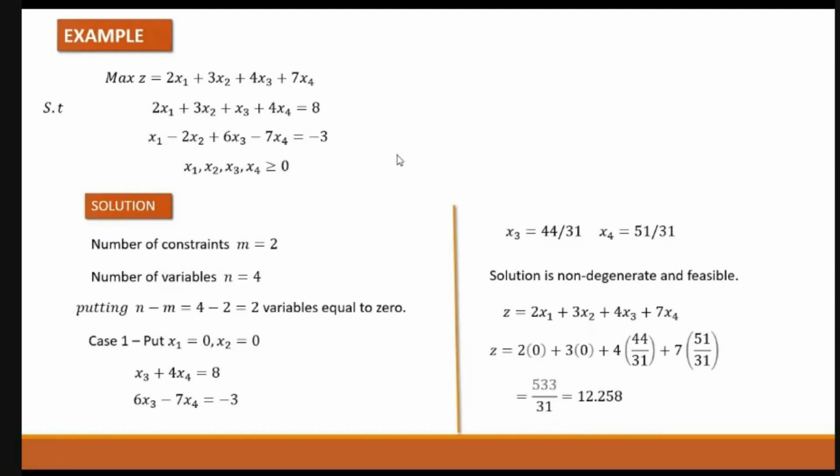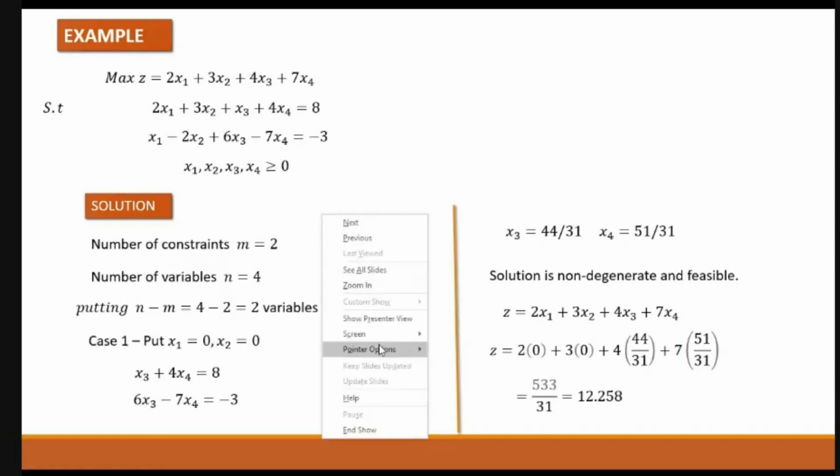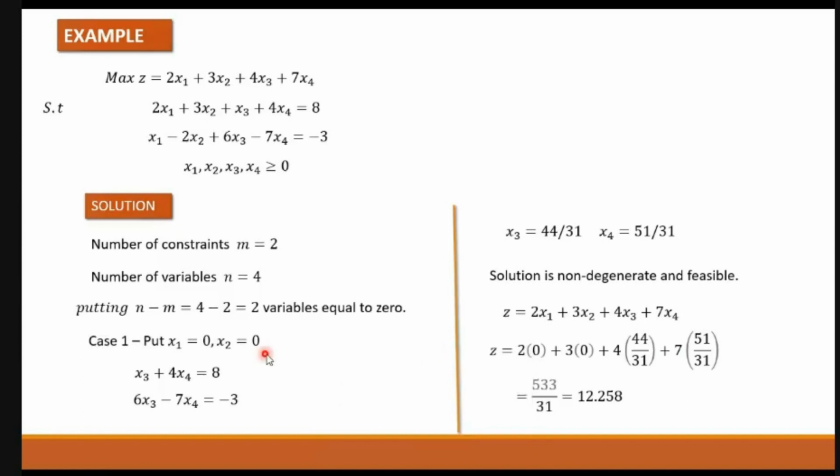So I've taken the x1 and x2 combination. Next, we will take the x1 and x3 combination. So case 2 will be x1 and x3 equal to 0. Putting x1, x3 equal to 0, solving for x2 and x4.